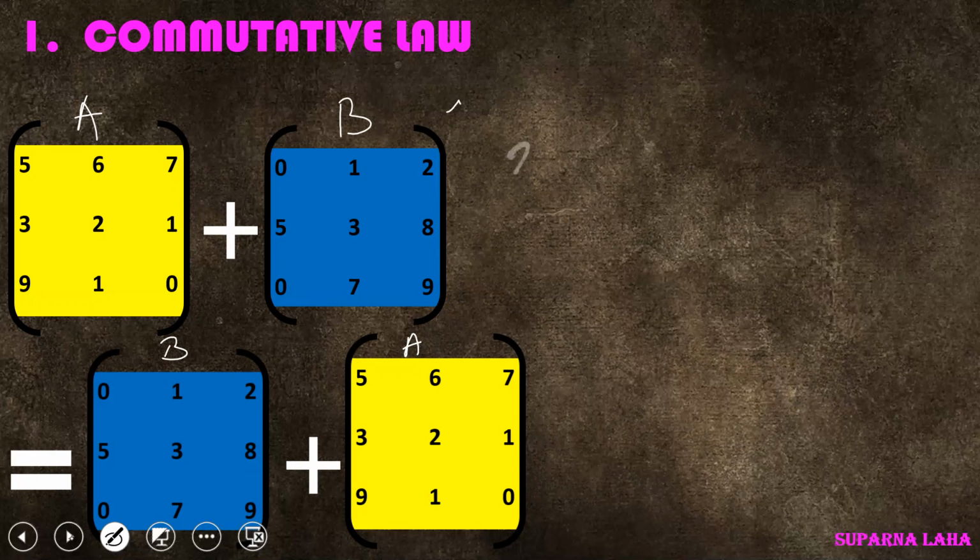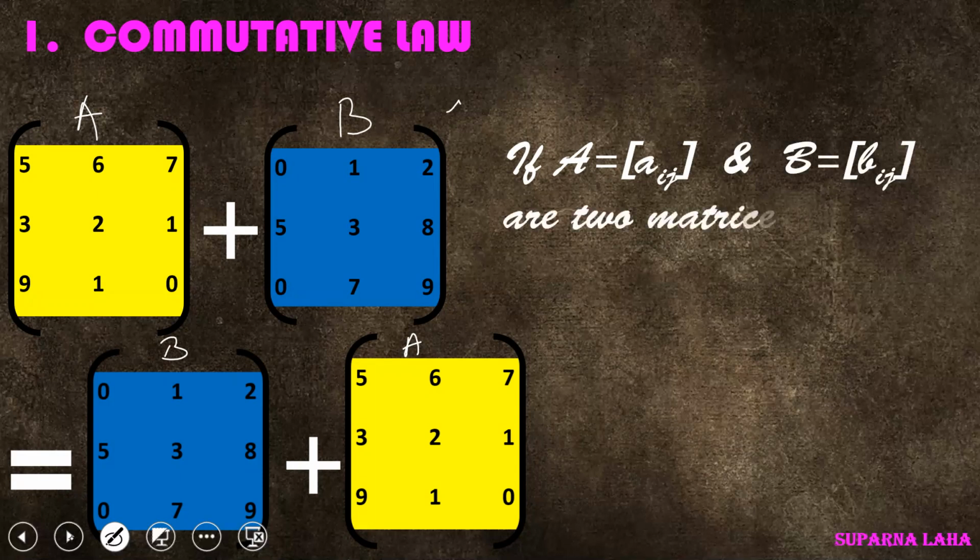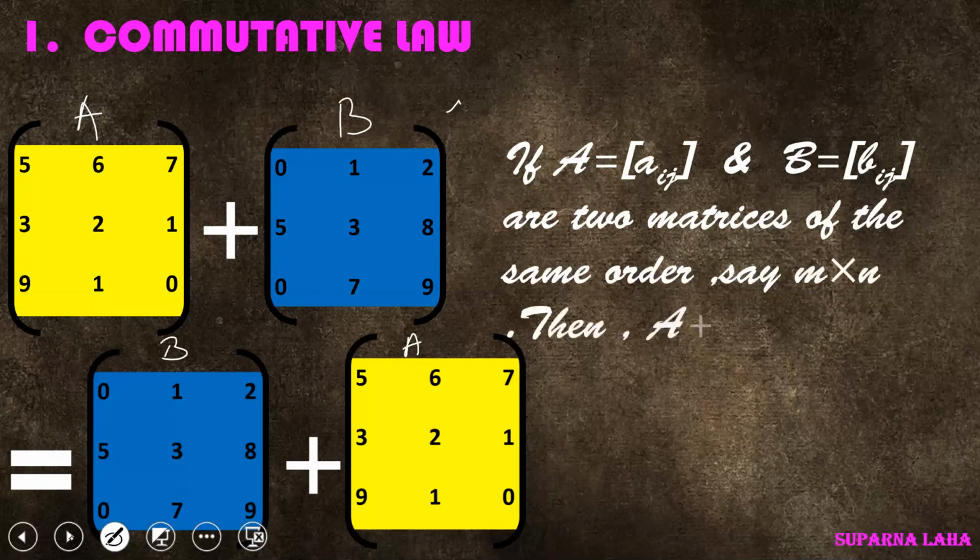In general, if we take any two matrices, definitely they are of the same order, that is M by N. You can take any order, but they have to be the same order. That does not mean you need to take a square matrix or a particular rectangular matrix. That time A plus B and B plus A are the same. This is the commutative law, and hence we can say the commutative law holds for matrix addition.